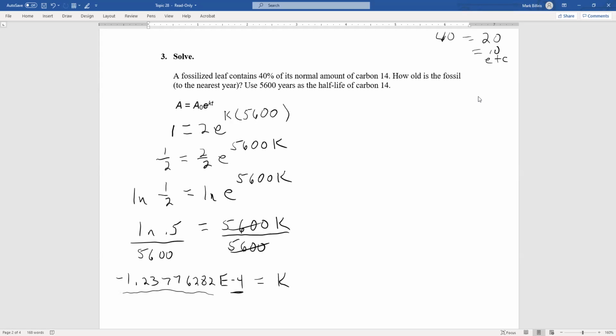So don't touch any other buttons on your calculator, and let's do the second part, where it says a fossilized leaf contains 40% of its normal amount of carbon-14. So now we're going to go back to our growth model.